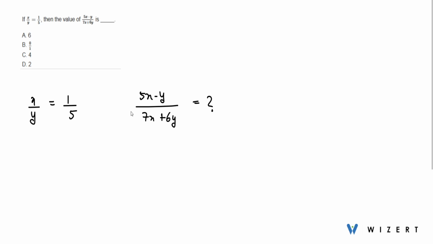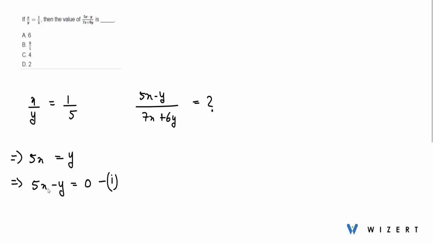In this type of question, you have to carefully observe whether you can find any sort of insight from the given data. Now see, we have been given that x upon y equals 1 upon 5. So what we can do is cross multiply the terms, so it will become 5x equals y. Now shift y to the left hand side, so it will become 5x minus y equals 0. So this is our first relation.